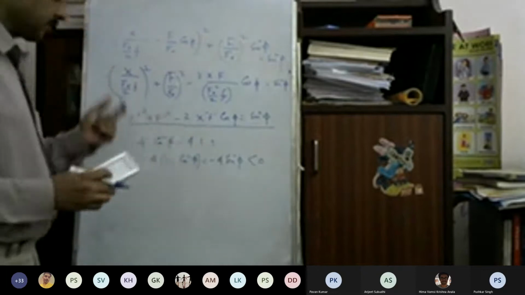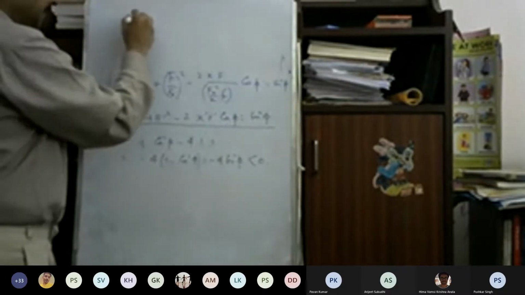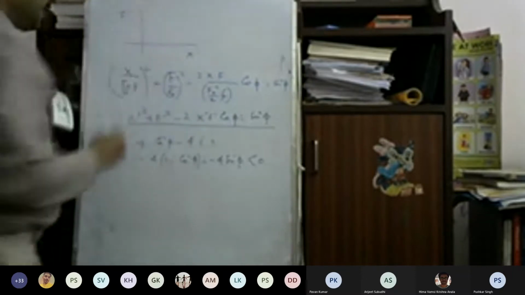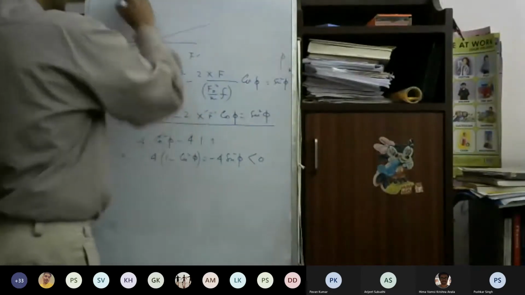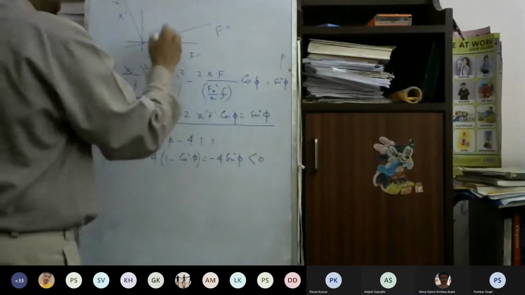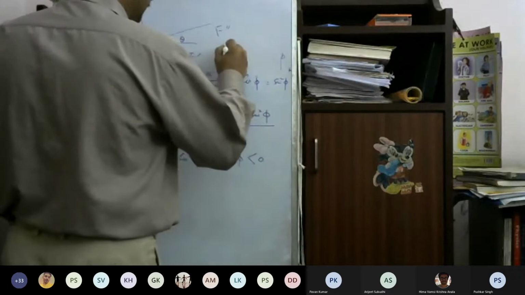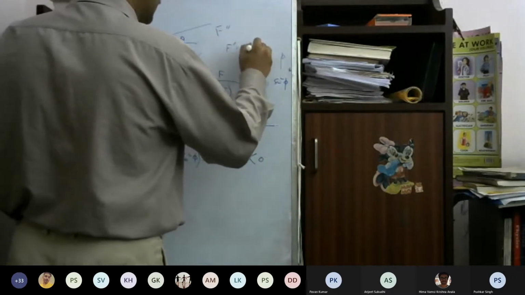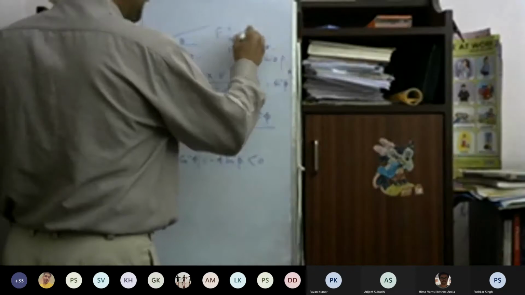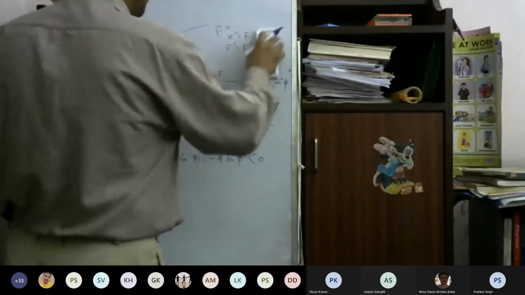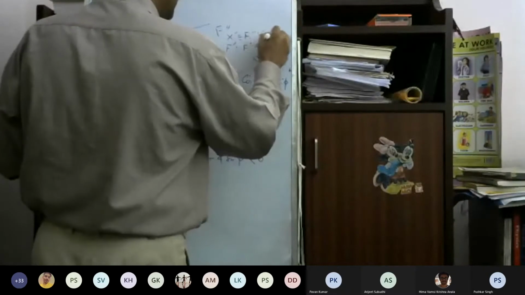You can find the equation in the standard form by changing the variable. If instead of x prime and f prime we take another pair, let us say f double prime and x double prime, with a certain angle theta, then f prime equals f double prime cosine theta minus x double prime sine theta, and x prime equals f double prime sine theta plus x double prime cosine theta.